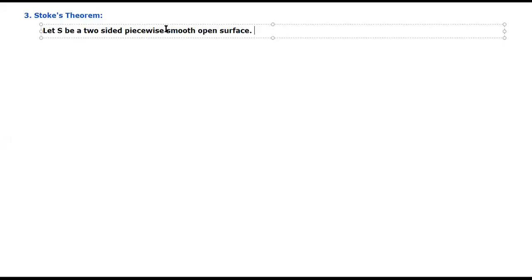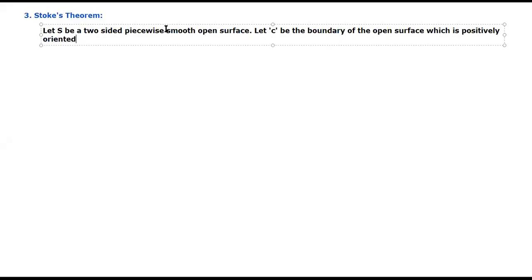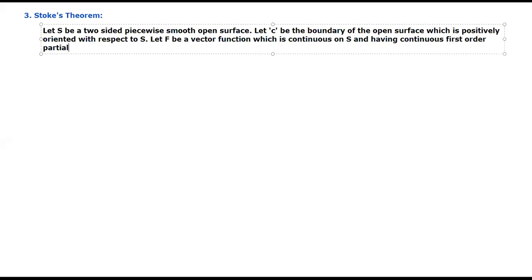Let C be the boundary of the open surface, which is positively oriented with respect to S. Let f bar be a vector function which is continuous on the surface S and having continuous first order partial derivatives.